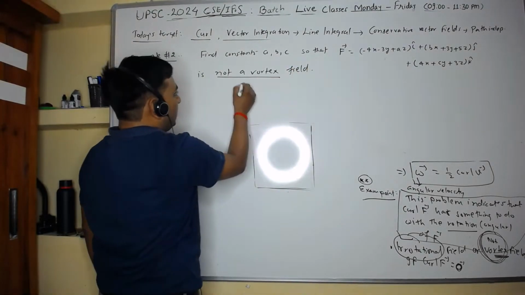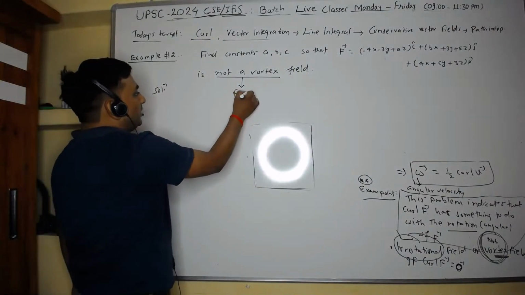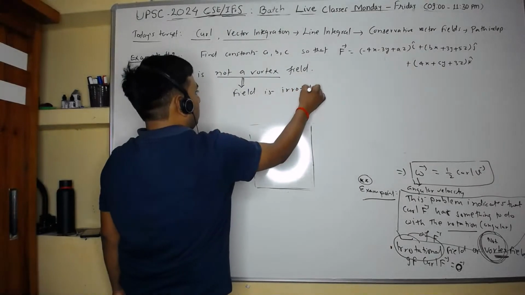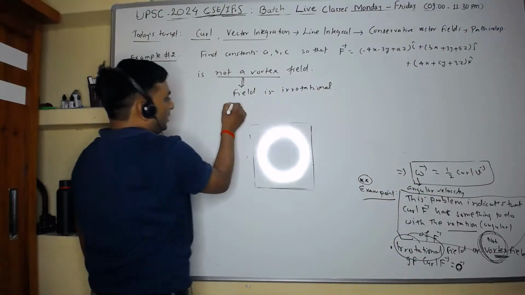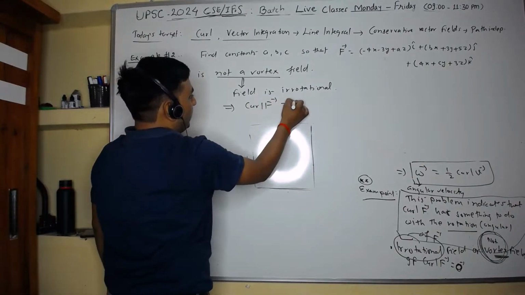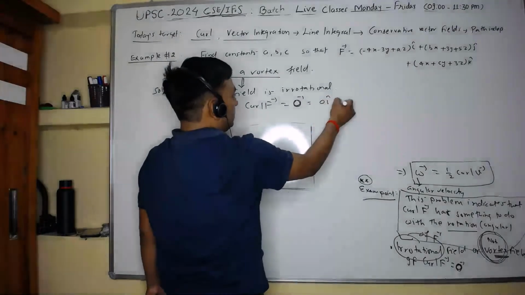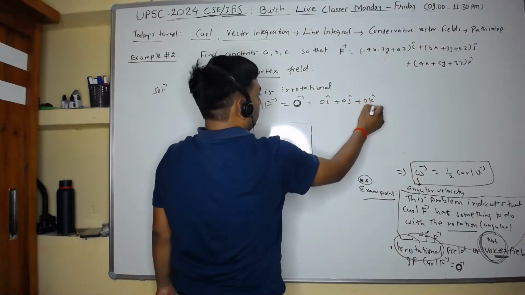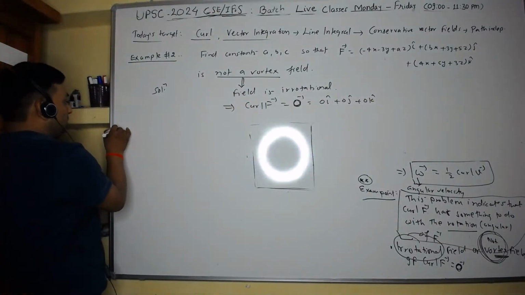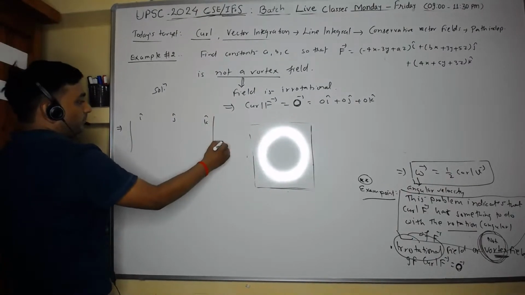Not a vortex field कहने का मतलब होता है field is irrotational. ठीक है, and field is irrotational means curl of f vector must be a zero vector, means 0 I cap plus 0 j cap plus 0 k cap, right? अब क्या है, f vector given है तो लिख दो I cap j cap k cap.